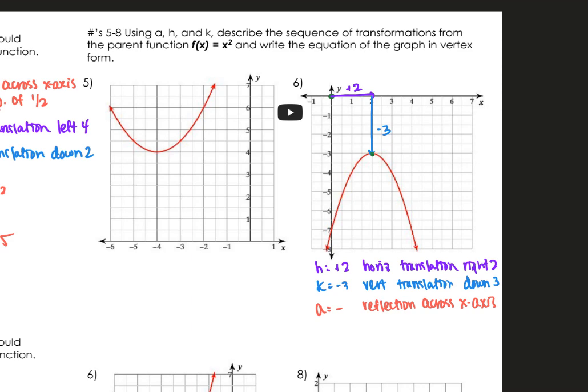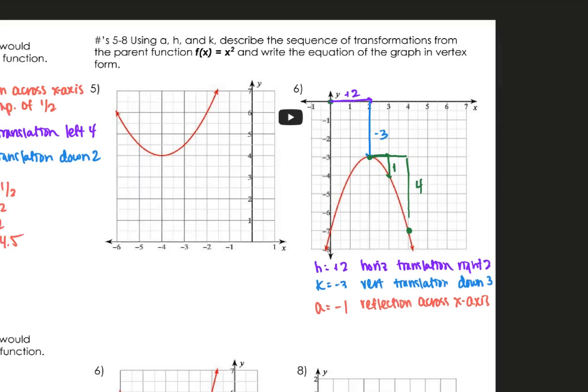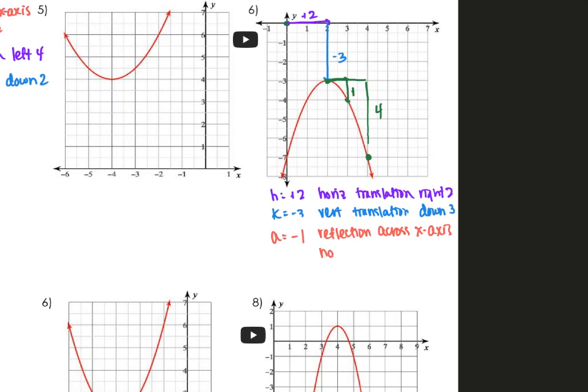And then to determine the value of a, we're going to see how this was graphed. So it looks like we went over 1 and we went down, so we know it's negative. We went down only one unit, which is the same as our parent function. So over 2, we went down 1, 2, 3, 4 units to get to our parabola. So that's the same as our parent function, which means there's going to be no stretch or compression, which means a is going to be equal to -1. So now I have my equation: f of x equals negative (x minus 2) squared minus 3.